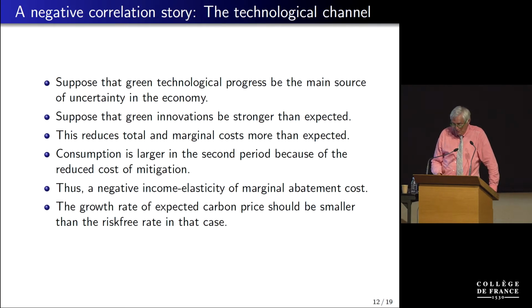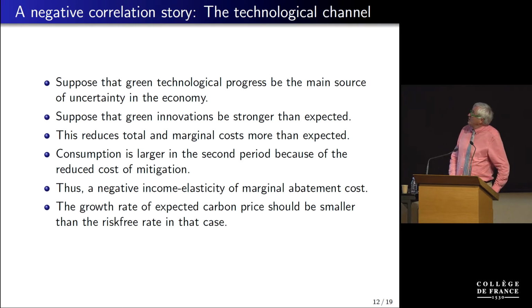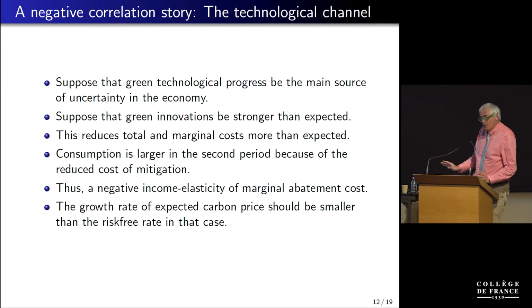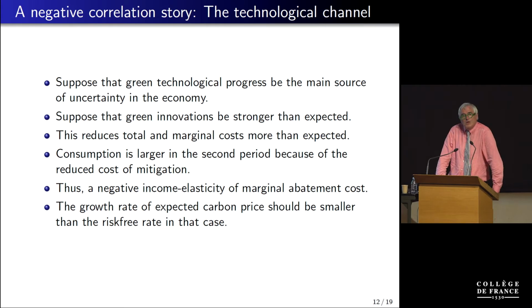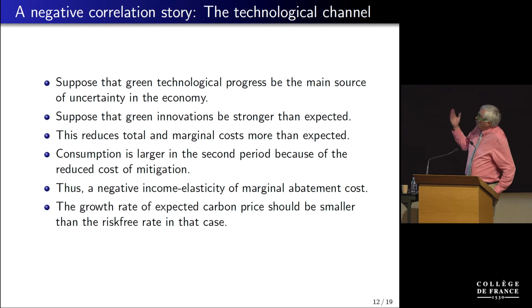drivers to these things. The first driver generates a negative correlation story. And this negative correlation story is based on the assumption that the main source of uncertainty is technological. So suppose that the only source of uncertainty in the model is technology. We don't know what will be the abatement cost in the second period to attain the objective. Okay, so in that framework, put yourself in a scenario where you observe that green innovation is stronger than expected.